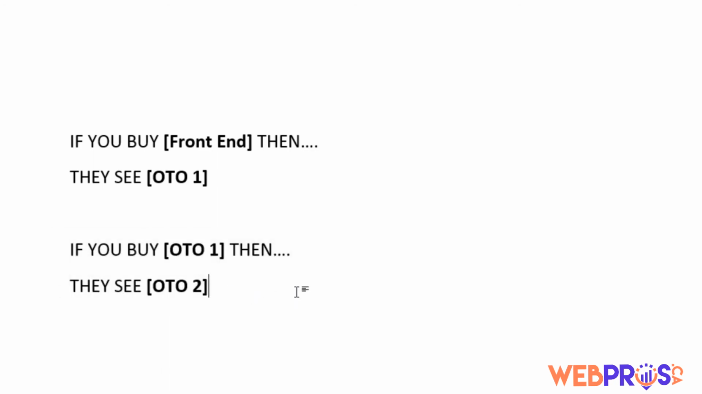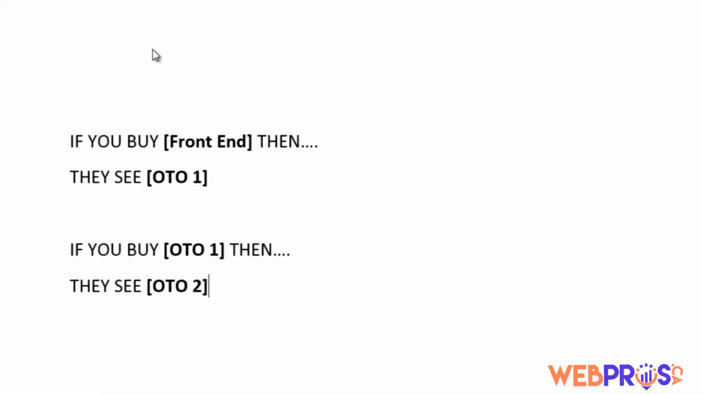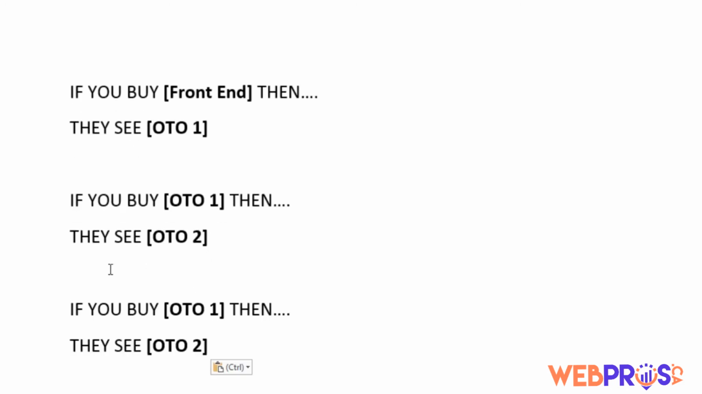Now, what happens if they don't buy that? All right, so let's go back here. So if they buy this, then they see this, right? We see the arrows. Now, if they don't buy that, then they're forwarded here. So let's write that down. So we have this here, then they see this, and then they see that. If they don't buy, so let's write that down. If you do not buy OTO1, then you are sent to the OTO1 downsell, which we can just call downsell 1.